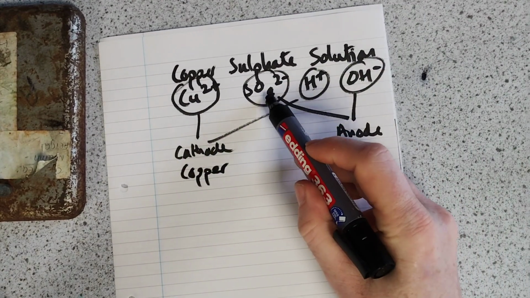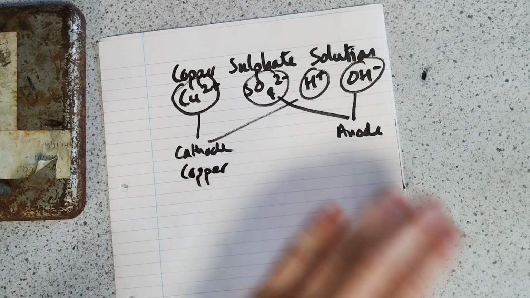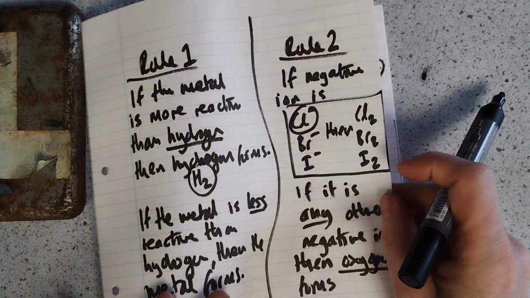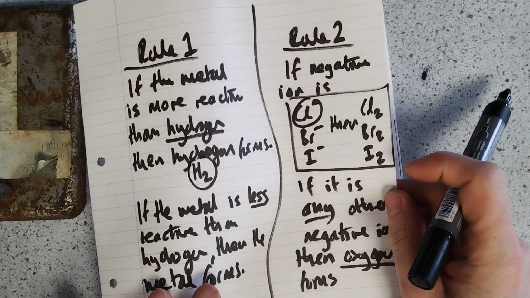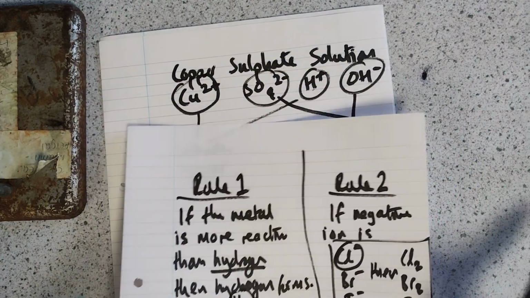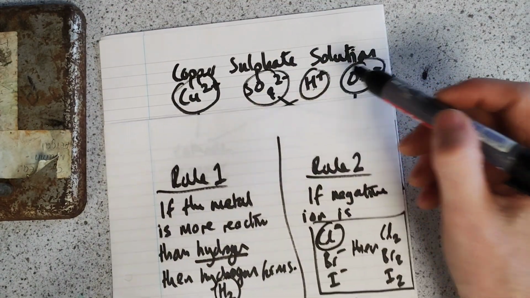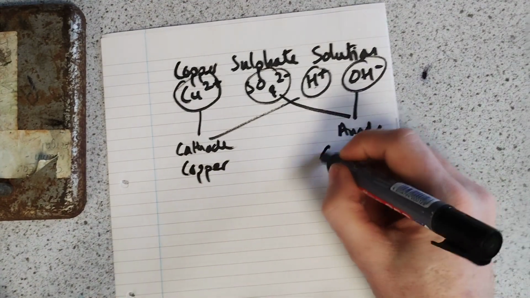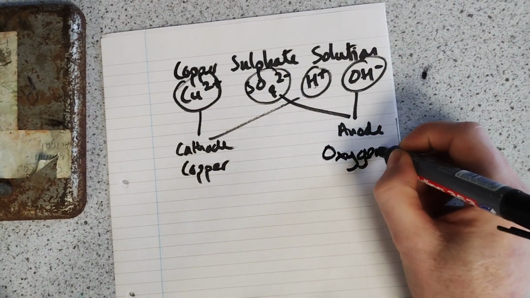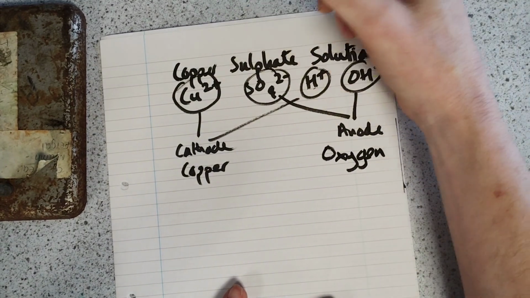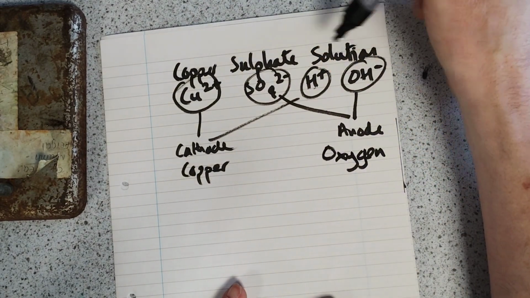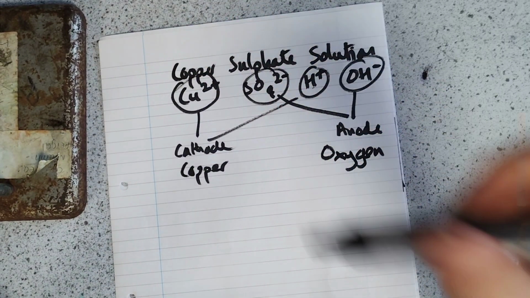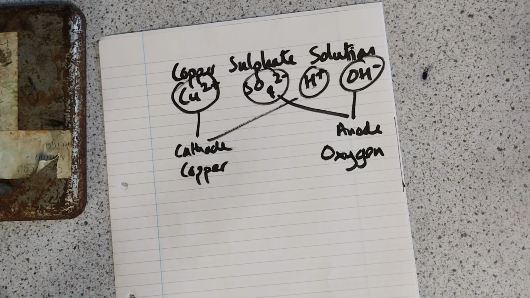All right, and then sulfate or hydroxide. Well, my rule on this is if it's chloride, bromide or iodide, I make chlorine, bromine or iodine. I haven't got any chloride, bromide or iodide. If it is any other negative ion, then you form oxygen. Cool. I'm going to make oxygen. So I now know that if I electrolyse copper sulfate solution, I will make copper and oxygen. That's quite surprising, but pretty cool, and it's correct.